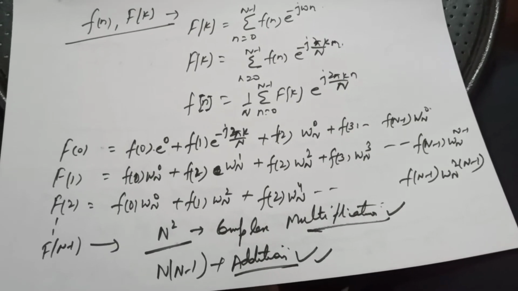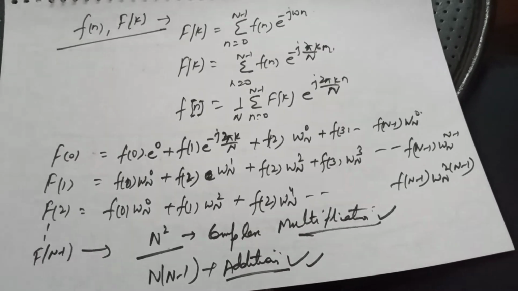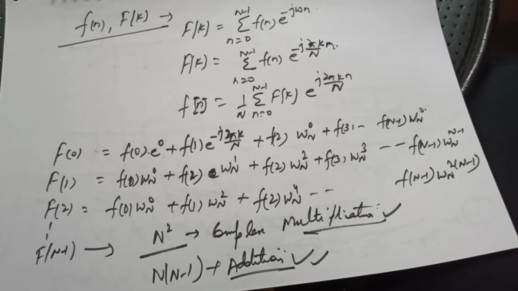First of all, get the expression of Fk. Fk is the summation of Fn e to the power minus j omega n, where n is varying from 0 to N minus 1.